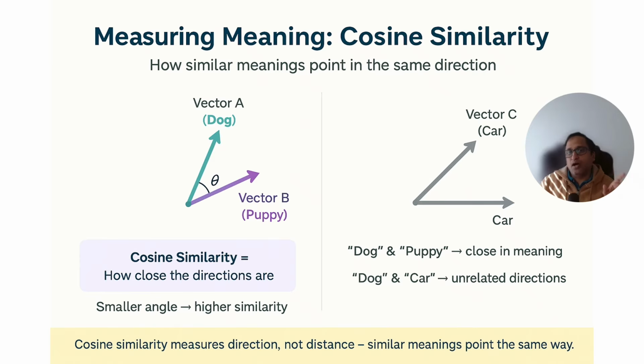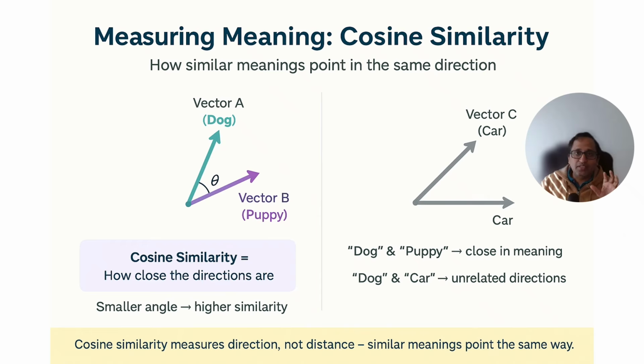But now look at dog and car. This arrow points in a completely different direction, meaning cosine similarity is low. One is an animal, one is a vehicle, so they are not very closely related. So in embedding space, the angle equals meaning alignment. Cosine similarity helps us measure how similar two meanings are, not by distance but by direction. That's why this is the most common way AI models measure semantic similarity.